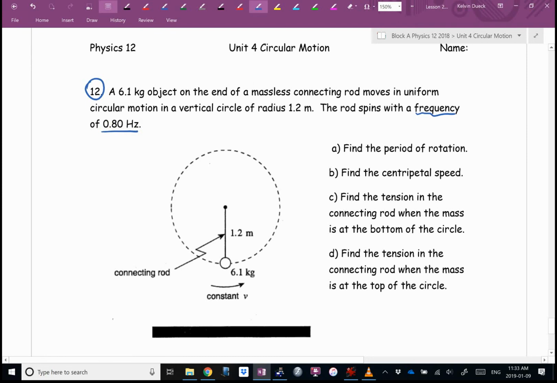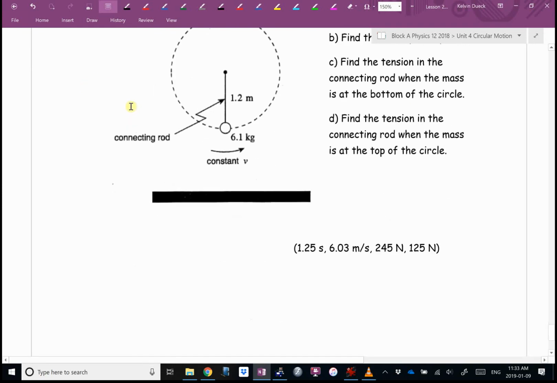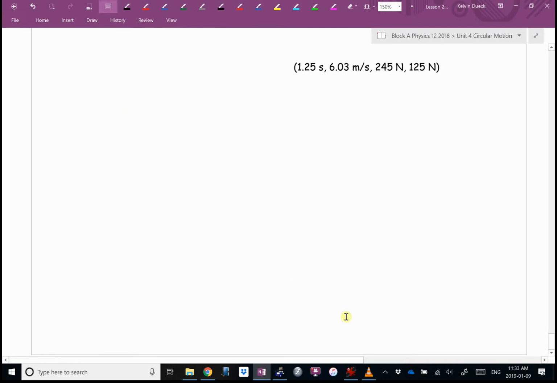If the frequency is 0.8, what's the period? It's 1 divided by 0.8, whatever that is on your calculator. And so for this one, you're going to use the 4 pi squared r over the period squared equation, not the other one. So 12 is good. Many of you still owe me homework from last day too. Okay.